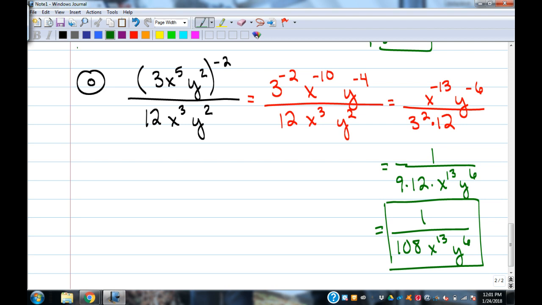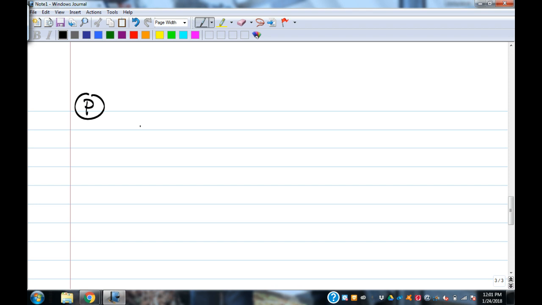All right. Let's look at another one. It's kind of got some stuff going on with it too. 2x, parentheses, to the negative 2, times y to the 5th, over negative 4 x squared y to the 2nd.